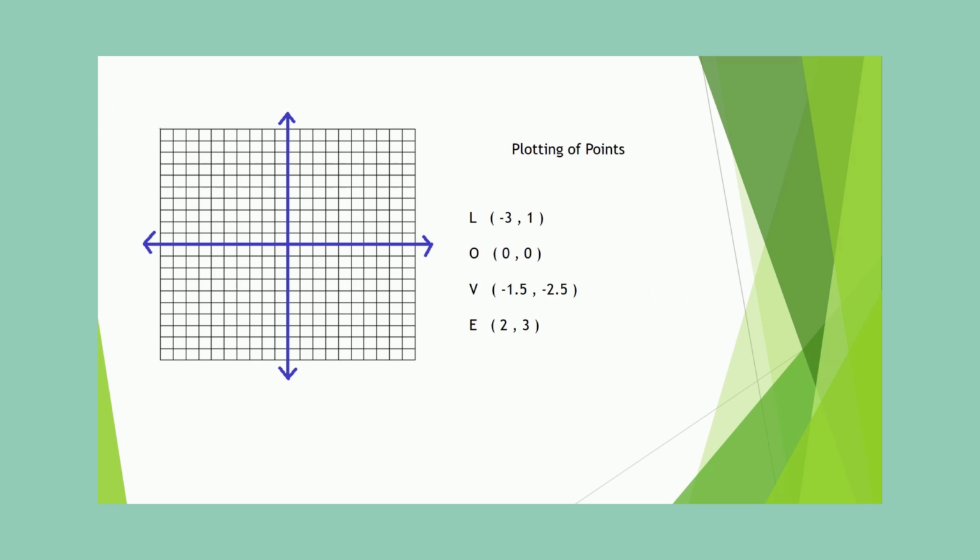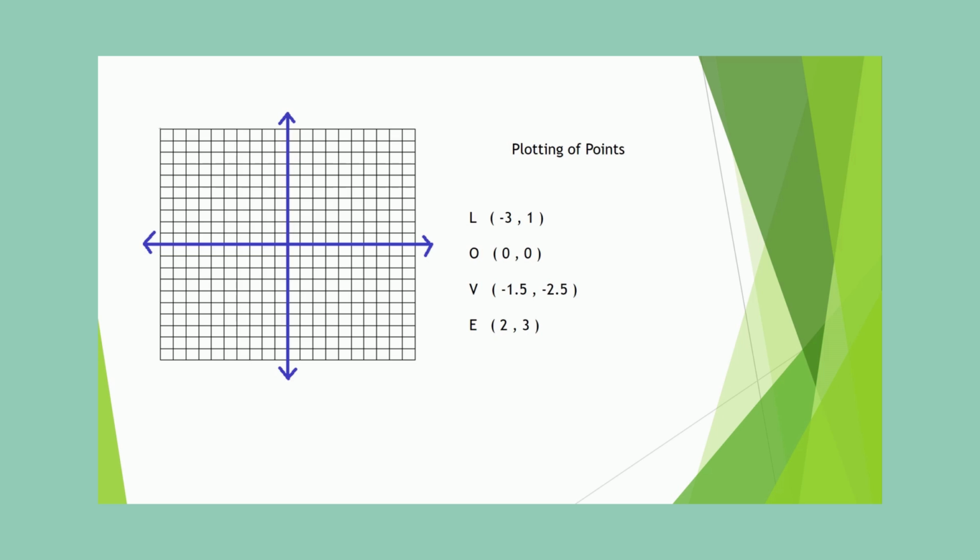On this page, you can see that we have 4 points: point L, O, V, and E. Every point is described by an ordered pair. For point L, that is -3 and 1. For point O, you have 0 and 0. For point V, you have -1.5 and -2.5. And for point E, you have 2 and 3.